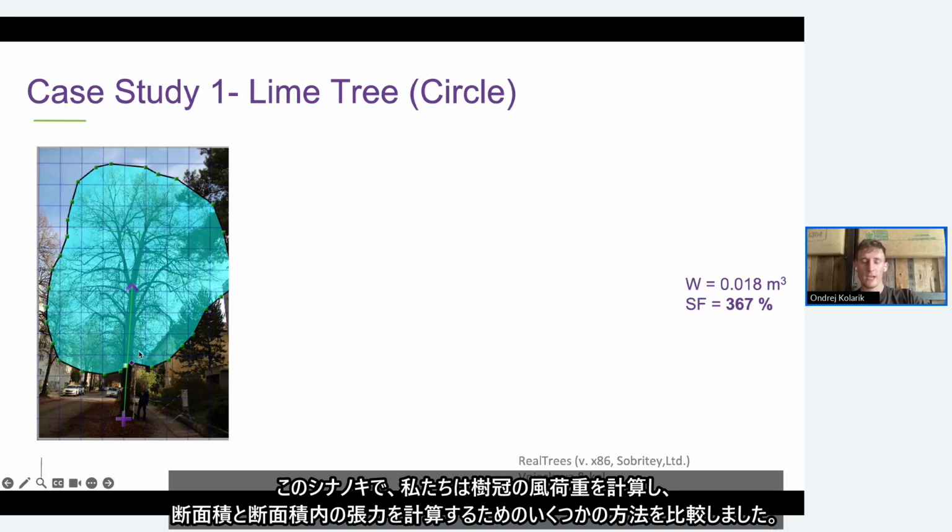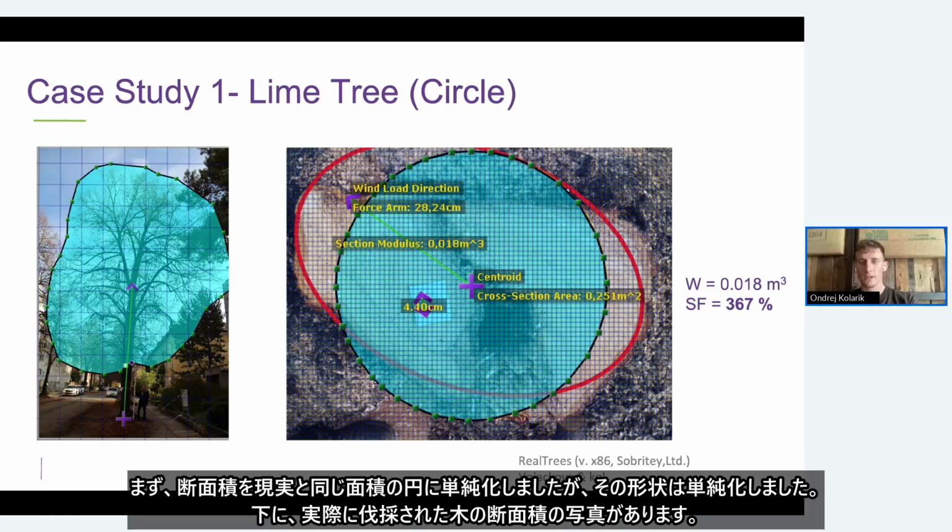So with this lime tree, we calculated the wind loading of the sail of the tree crown. And we compared several approaches of how we can calculate the cross-section and the tension in the cross-section. So first, we simplify the cross-section to a circle with the same area as the reality, but simplified its geometry. And underneath, you can see a picture of the real cross-section because the tree had to be cut down.